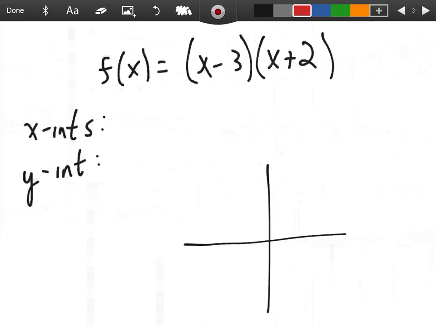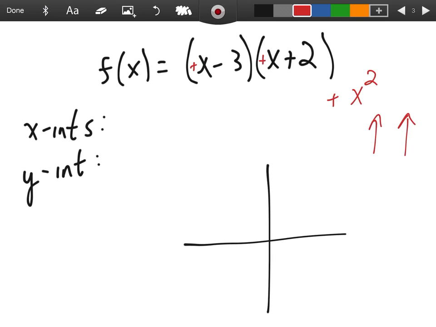If we were to FOIL this out, we know that this would be an x squared. So the degree of this function would be 2, and the leading coefficient is positive. This is a positive x times a positive x, which gives us positive x squared. So that tells us for our end behavior, on the left side our arrow is going to point up, and on the right side our arrow is also going to point up.